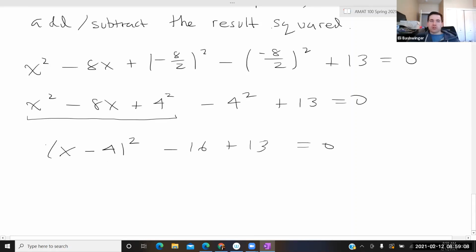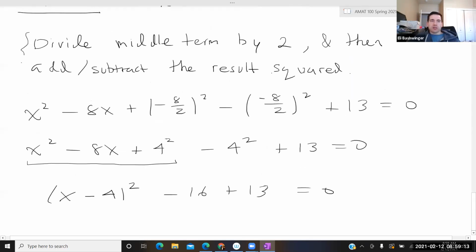So is everyone good with these steps so far? The only tricky part is probably just keeping track of this. The middle term, or rather the coefficient of the x term, you divide by 2, making sure you take the sign and everything. You divide by 2 and square, and then you subtract it off because you don't want to change the equation. So you add and subtract the same term. Then this next line I just simplified.